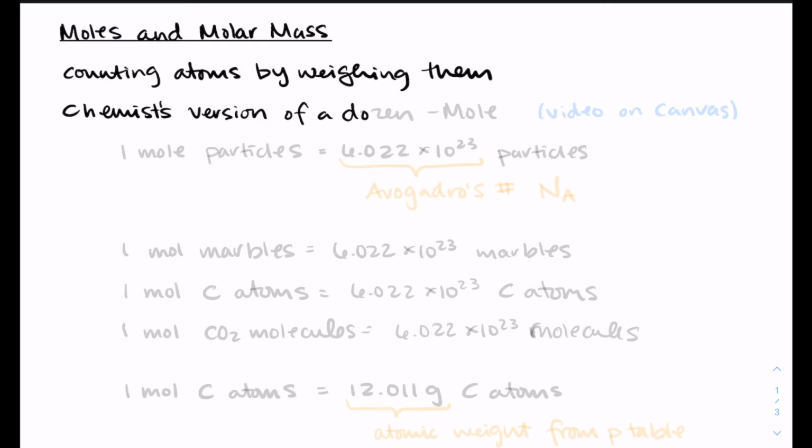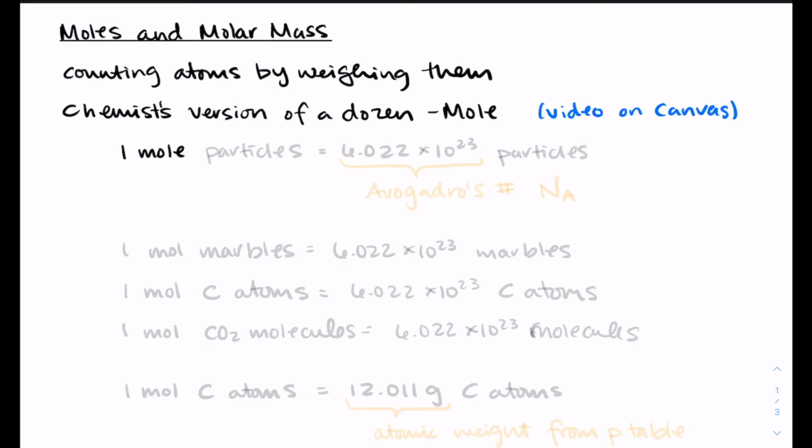We count atoms by weighing them. And a mole is just a specific number of atoms. It's kind of like the chemist's version of a dozen. And there's a really great video on Canvas that will go into a little bit of history, but also show some great examples. Because atoms and molecules are not the only thing that we count.